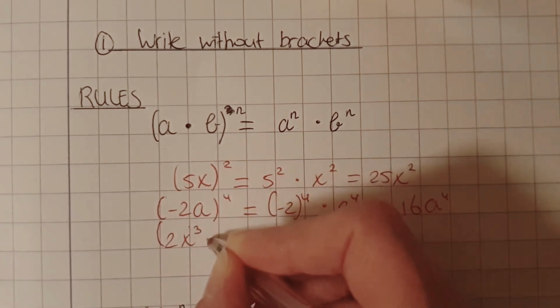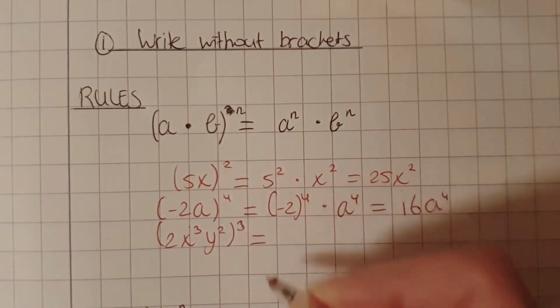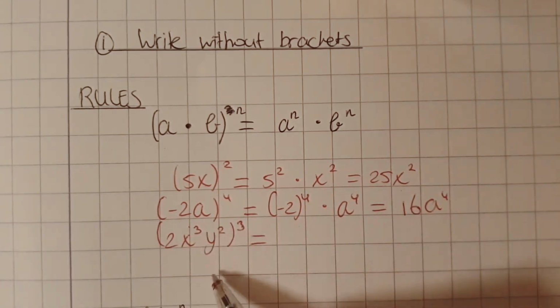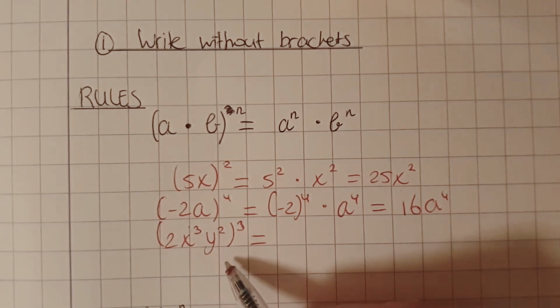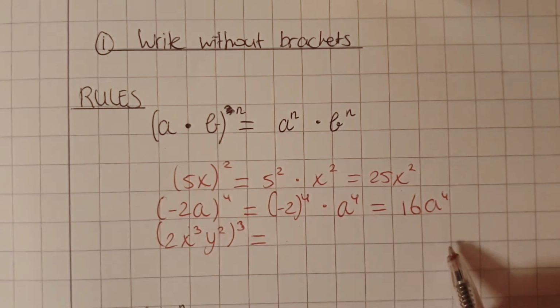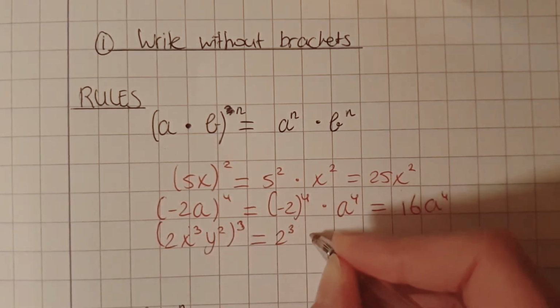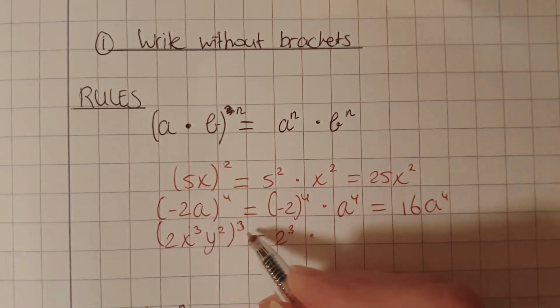2x by the power of 3, y by the power of 2 bracket by the power of 3. So here you need to combine other rules that we learned in the previous paragraph. Okay, so here it's a very good idea to first write down all the small steps before you write down the answer, okay? It prevents you from making mistakes. So you have to do 2 by the power of 3, so you write that down. X by the power of 3 by the power of 3.